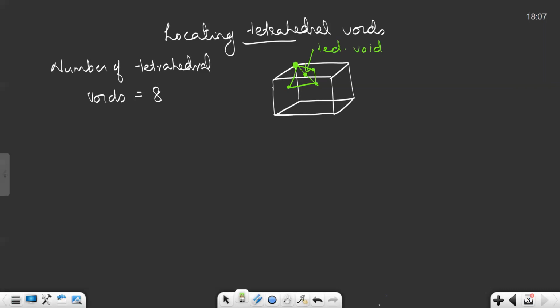So one corner atom makes one tetrahedral void. There are total 8 corners in the cubic system, and each corner atom creates one tetrahedral void. So total 8 corners create 8 tetrahedral voids. Hope you have learned how to locate the tetrahedral and octahedral voids in an FCC system. Thank you.